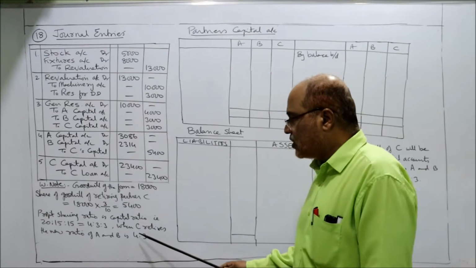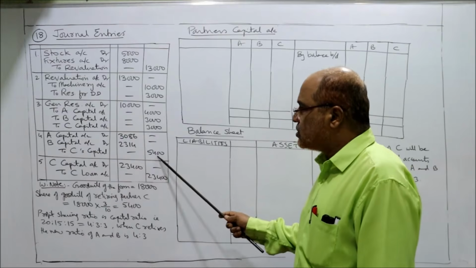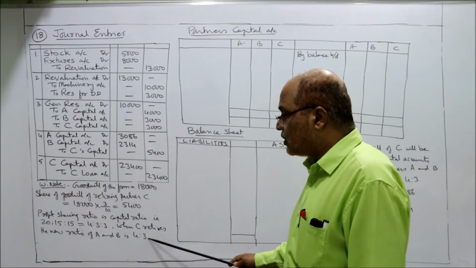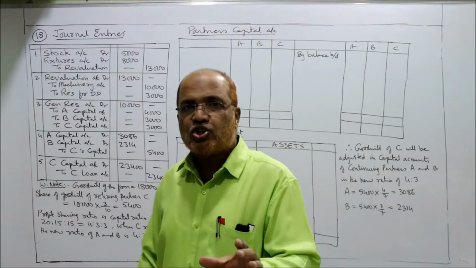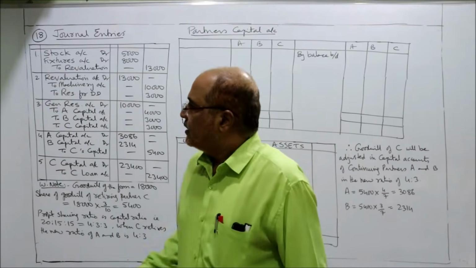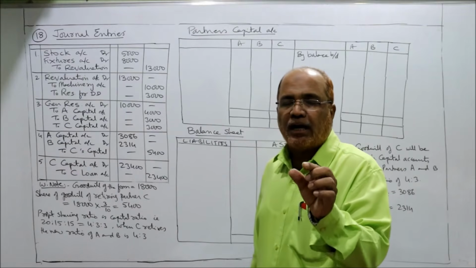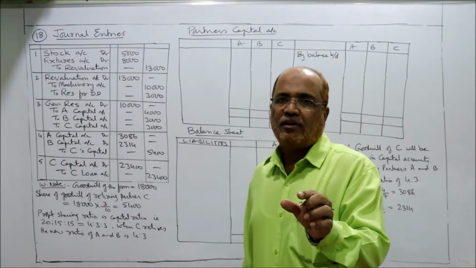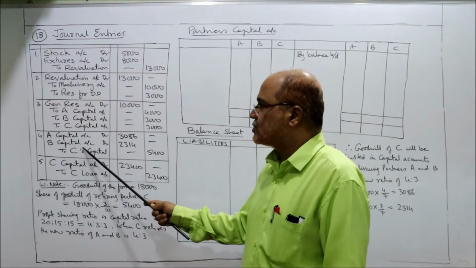The new profit sharing ratio is 4:3. 4 by 7, 3 by 7. So 5,400 into 4 by 7, 5,400 into 3 by 7. You will get 3,086 and 2,314. This explanation I have written here in the working notes. Being the share of goodwill of retiring partner adjusted. Narration: Being the share of retiring partner adjusted in capital accounts.